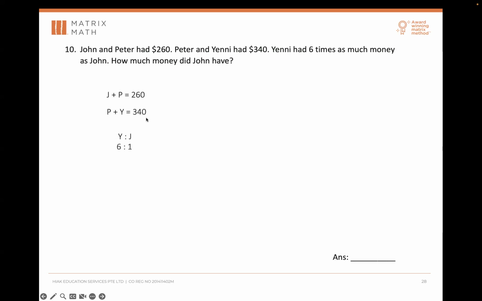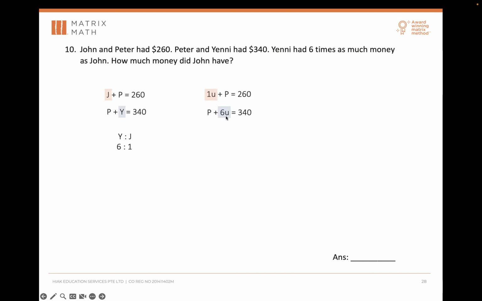So I can record this way. Yenny has 6 units. John has 1 unit. All right. Now I'm going to replace Yenny over here with 6 units, John over here with 1 unit, and I'll get this. Okay. Now I'm going to compare these two statements. You can see that I use 340 subtract 260, and on my left side, I need to use 6 units subtract 1 unit. Peter minus Peter will be gone, nothing.